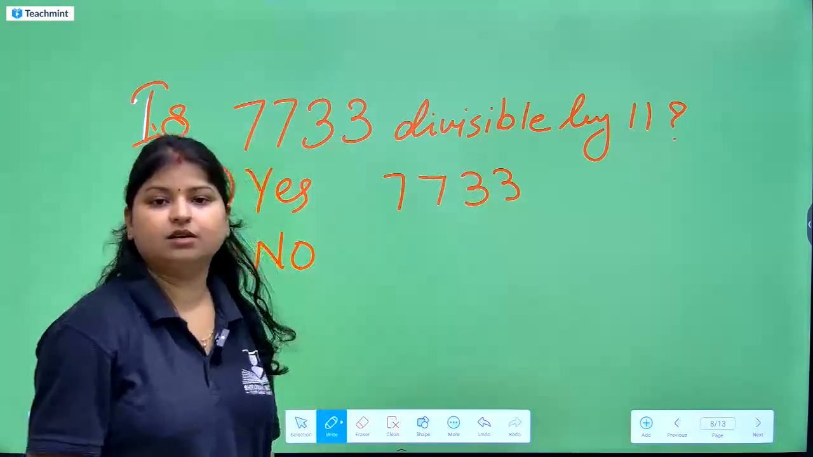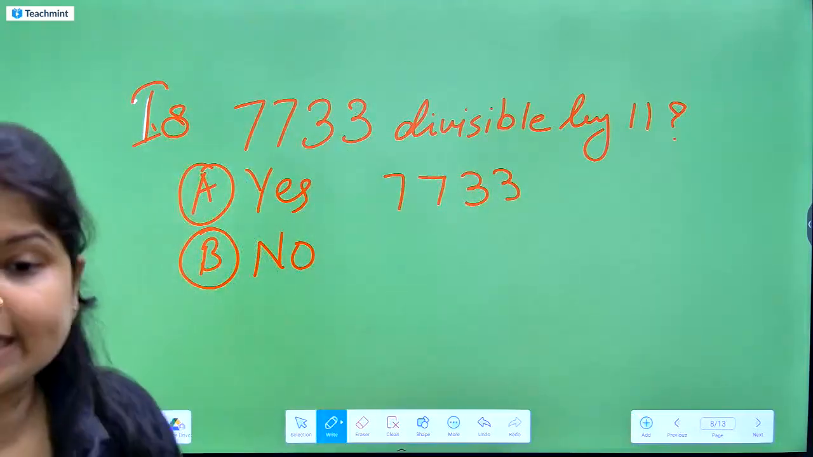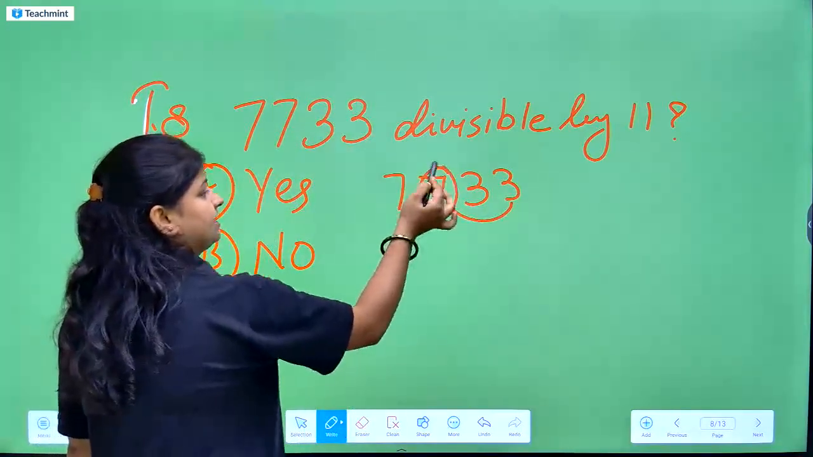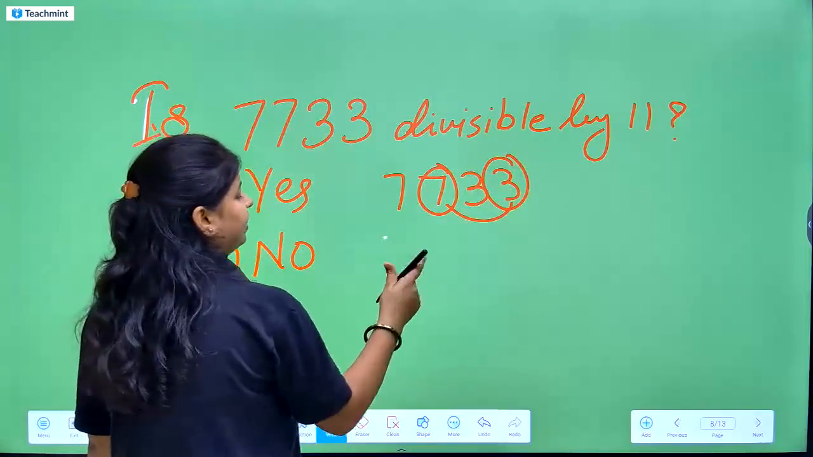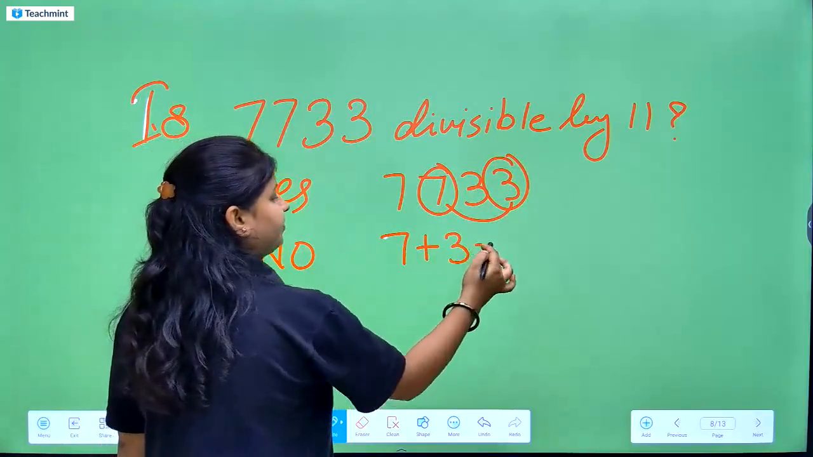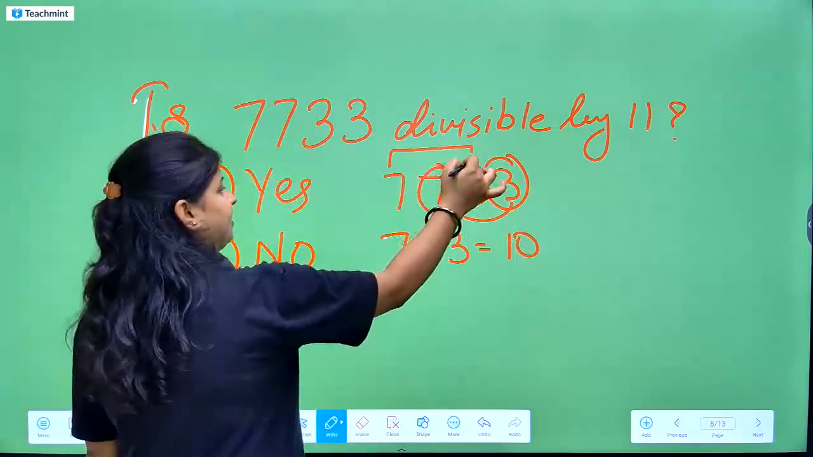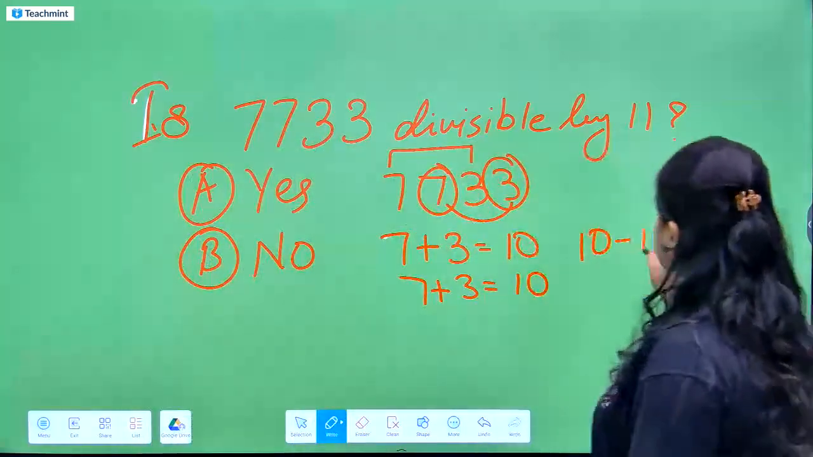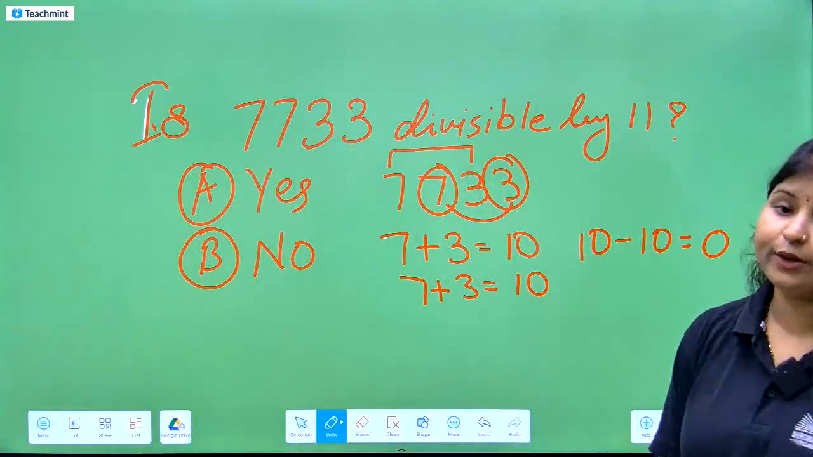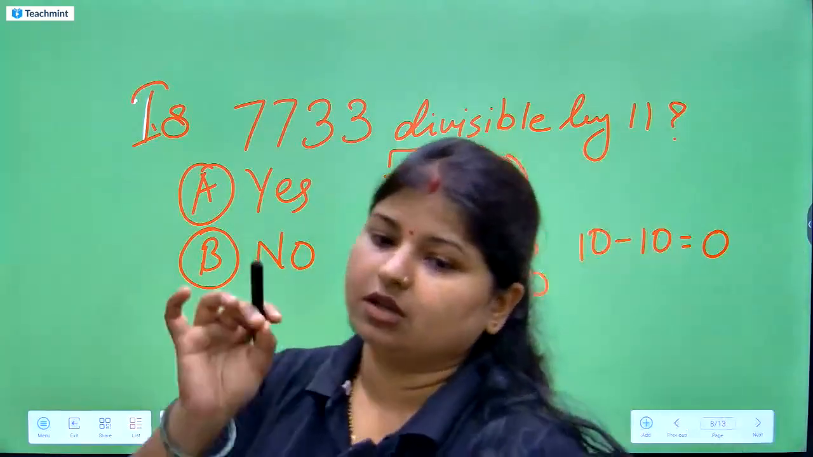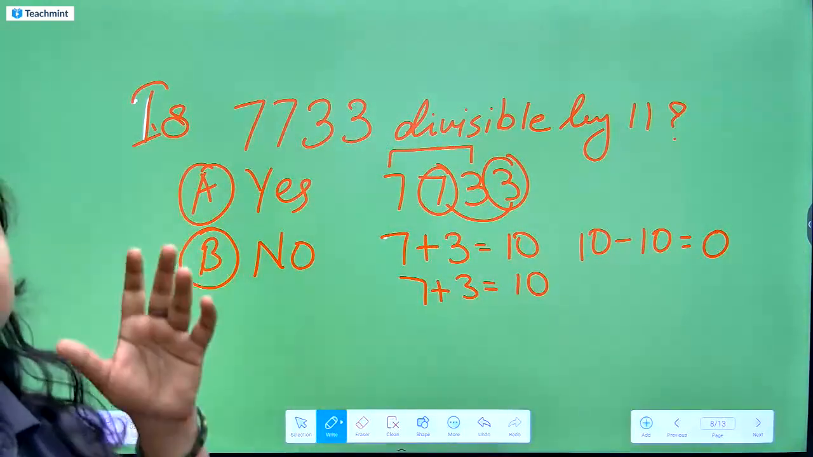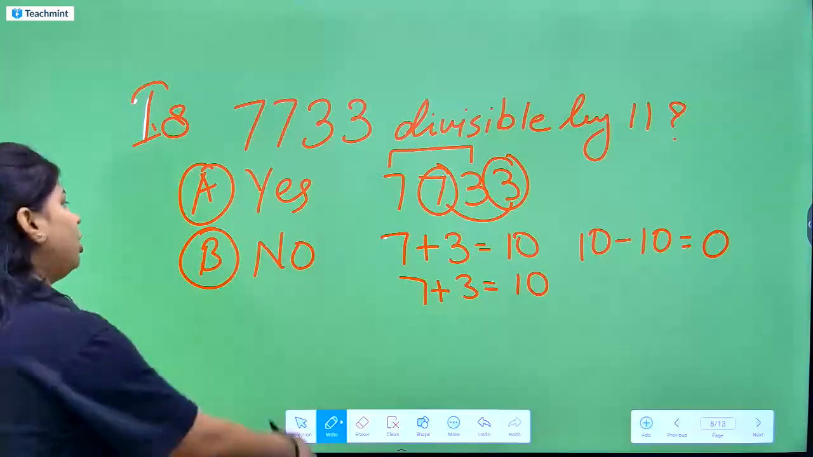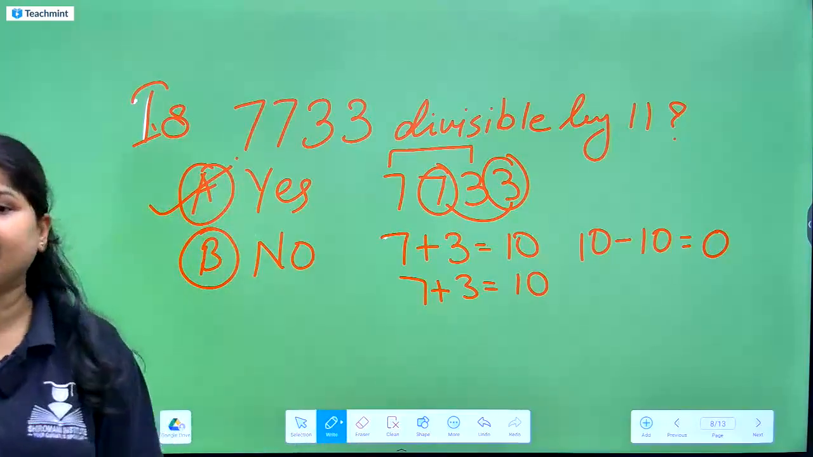7733, right? What you have to do is take a digit and leave one. So I will take this digit, leave one and take this. So 7 and 3 club together: 7 plus 3, 10. And again I have 7 and 3, so 7 plus 3, 10. 10 minus 10 is 0. I told you just now that if the answer is divisible by 11 or the answer is 0, your number would be divisible by 11.